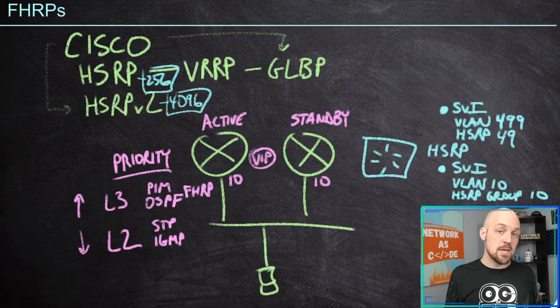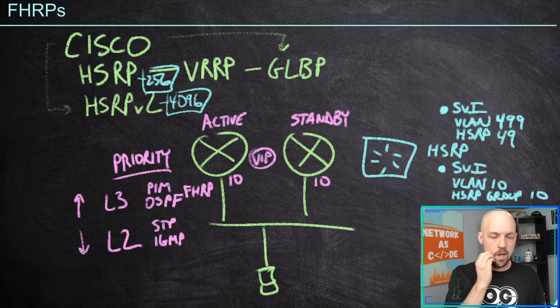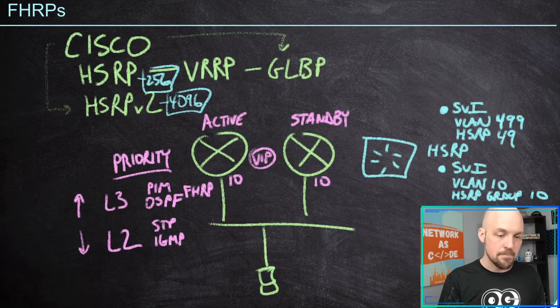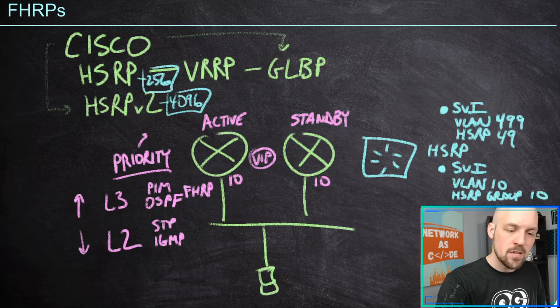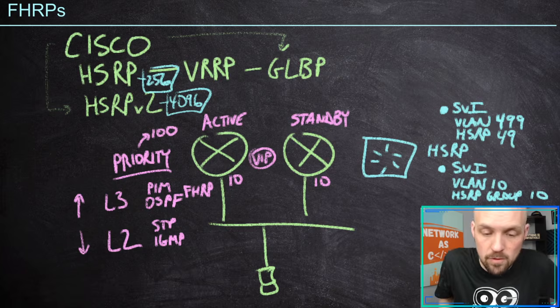So when it comes to FHRPs and you're trying to remember, is it the higher priority or the lower priority? FHRPs, that's a layer 3 concept. And so the higher priority is going to win. Okay, so all that to say, the priority will determine who's the active and who's the standby. What's the tiebreaker? Because we might have the same priority. In fact, in a lot of cases, we do. The default priority is 100.